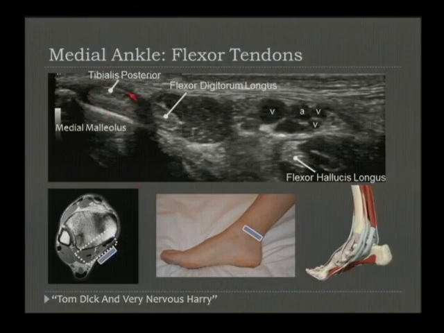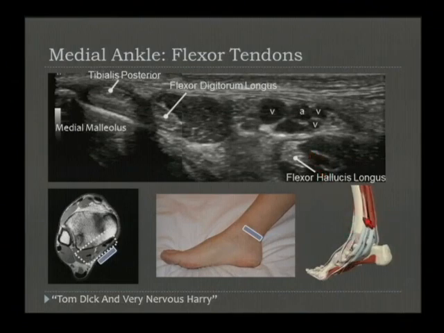This stands for the tibialis posterior for Tom, the flexor digitorum longus for Dick, and very nervous is for the tibial nerve, which this patient had a split one, the artery, and the posterior tibial vein. And Harry stands for the flexor hallucis longus. Again, we're going to look at these in the short axis as well as the long axis.